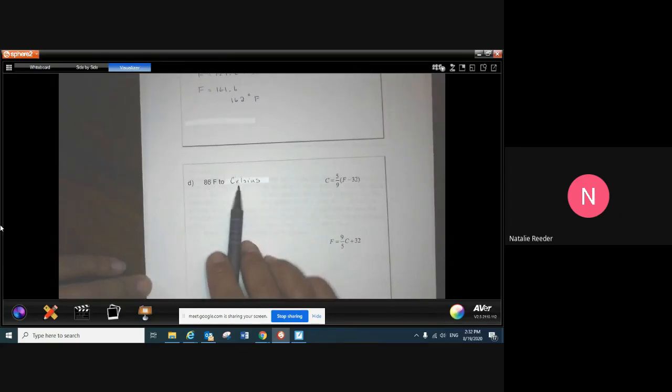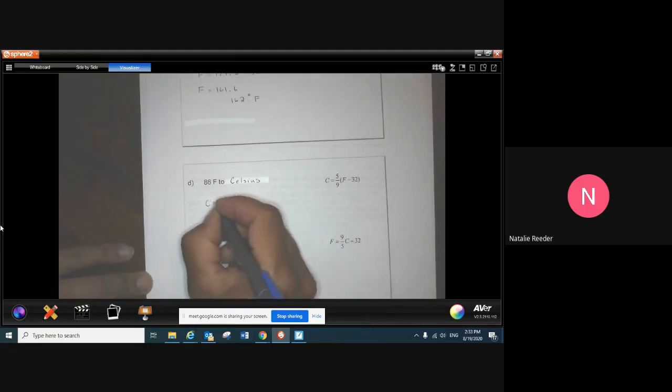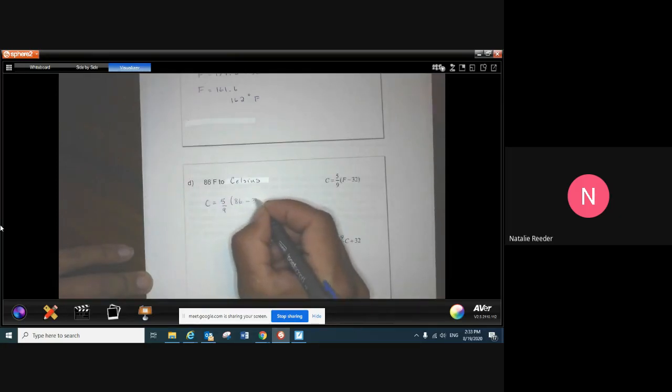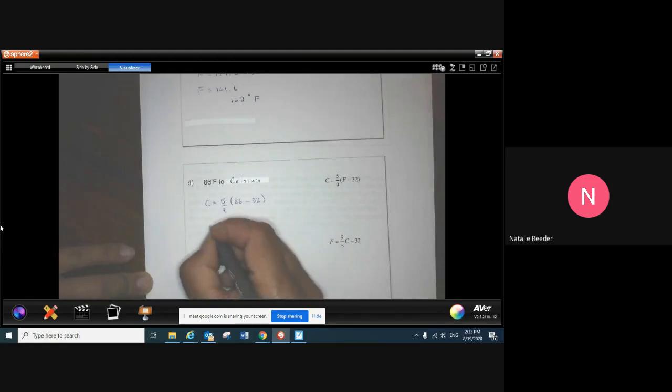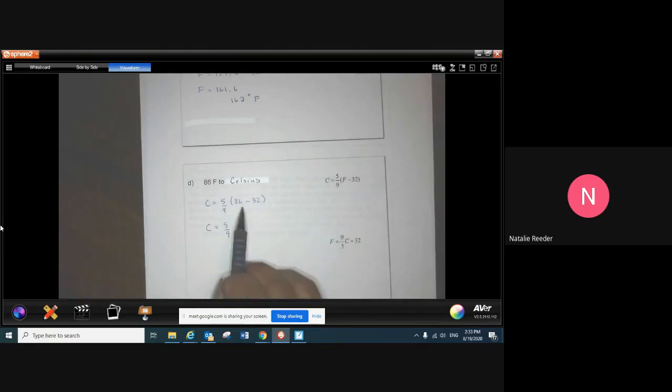So Celsius is our unknown, so we need to take the first formula. C is equal to 5 over 9 times my degree in Fahrenheit, which is 86, minus 32. Now don't get mixed up, but for this one, we have to do what's in brackets first. Because of BEDMAS, we do brackets first. So 86 minus 32 gives me 54.